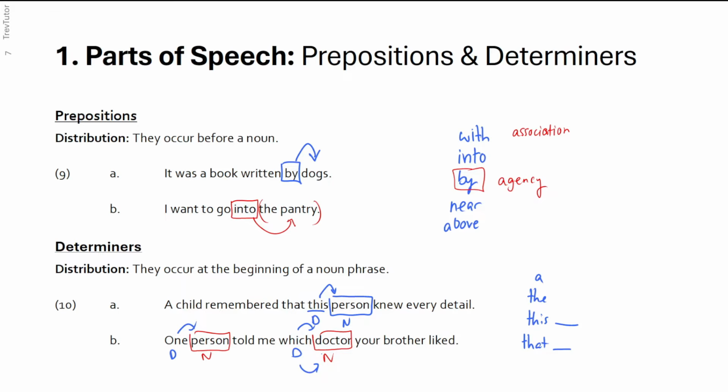So these are different than adjectives. Adjectives cannot stand on their own. So you can't say "Happy told me sad your brother liked," but we could say "One told me which your brother liked," or "One person told me which doctor your brother liked." So that's how we can distinguish between determiners and adjectives.